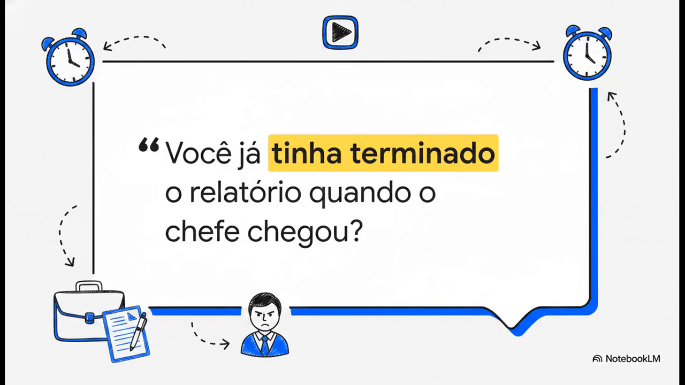Let's see this in the wild. In our source dialogue, Ana asks Pedro if he had already finished the report when the boss arrived. To say had finished, she uses the past form of ter, combined with the participle for finish. She perfectly expresses an action that was completely wrapped up before another past action even started. It's precise, it sounds natural, and it relies entirely on that one helper verb.